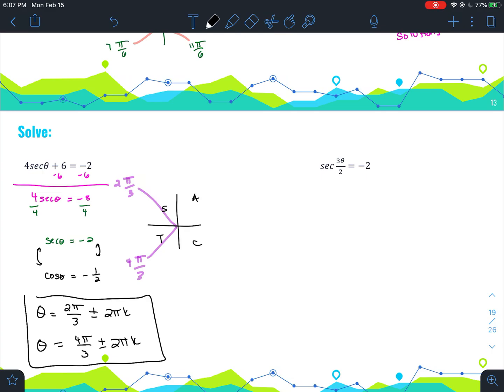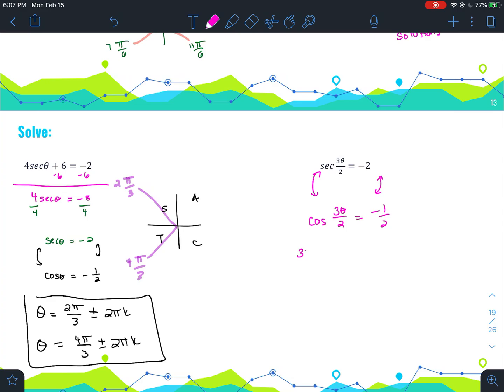Secant of 3 theta over 2 equals -2. So secant's already by itself, but let's do reciprocals. So we're going to do the reciprocal of secant, which is cosine. So this cosine of 3 theta over 2, the reciprocal of -2 is -1/2. And so we want to know when cosine equals -1/2.